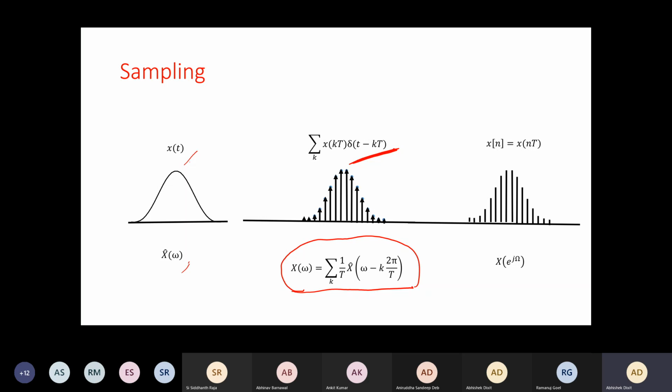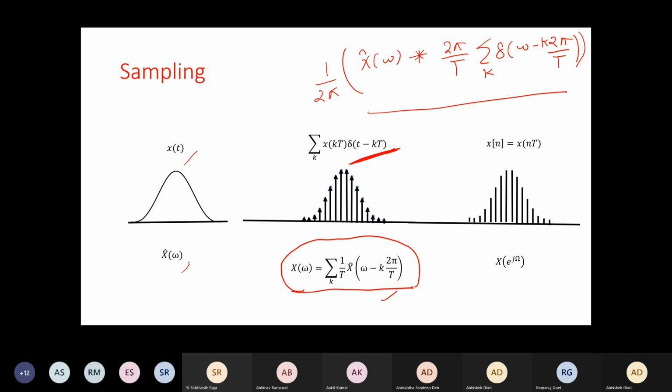Work this out yourself clearly with some patience and you will see this. So what I am doing is X(Ω) getting convolved with 2π/T summation δ(Ω − k2π/T). You should work this out. And when we multiply two signals in time domain, there is a 1/2π factor also. So this signal has this spectrum. You will see that the result of this is simply this.